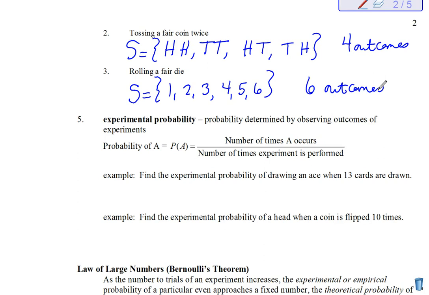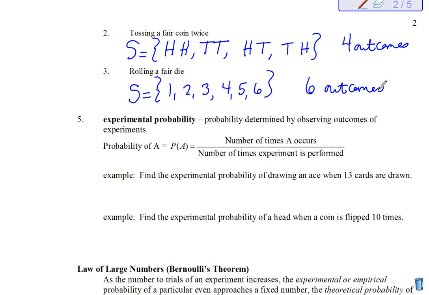Number 5 says the probability determined by observing outcomes of experiments. Probability of A is the number of times A occurs over the number of times that the experiment is performed. The first example is to find the experimental probability of drawing an ace when 13 cards are drawn. If I was doing this in a face-to-face class, I would bring in a deck of cards and have one student draw 13 cards, and we would see how many aces we have out of those 13 cards.